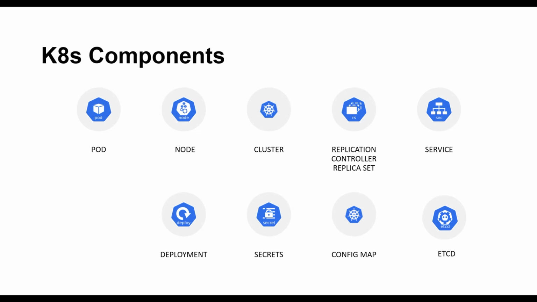So these are the Kubernetes components: pod, node, cluster, replication controller and replica set, service, deployment, secrets, ConfigMap and etcd. Okay. So these are the Kubernetes components. I will explain each and every component. Let's begin with what is pod and node.